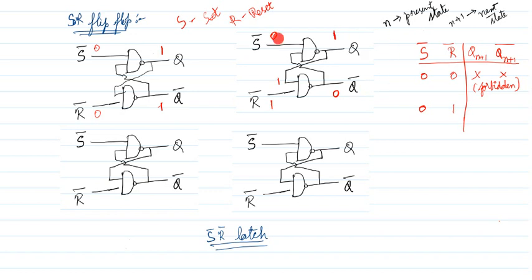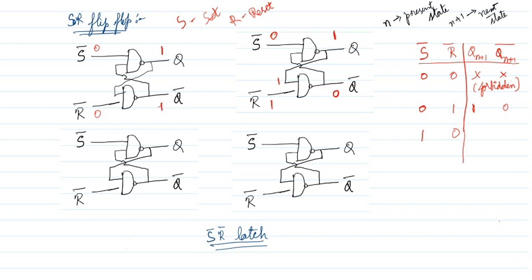If I give 0 and 1, definitely the output is 1, because for a NAND gate we have to start the analysis with 0. So 0 means definitely the output is 1, and this 1 is fed back here, so 1 1, the output is 0. So Q is 1, Q bar is 0, so I can write the output here as Q is 1, Q bar as 0.